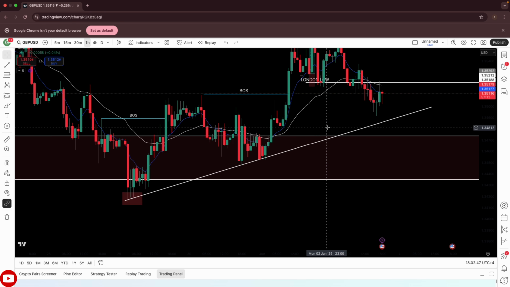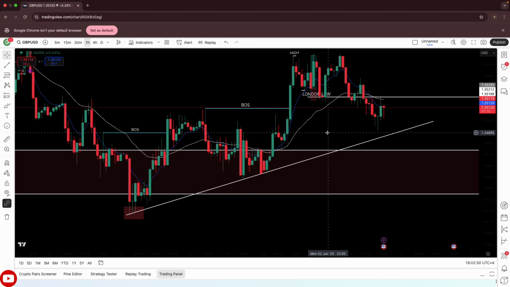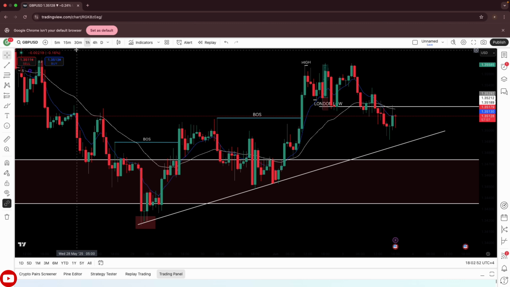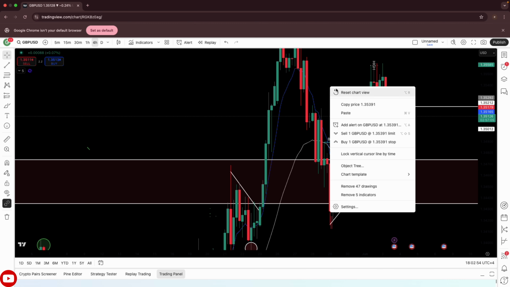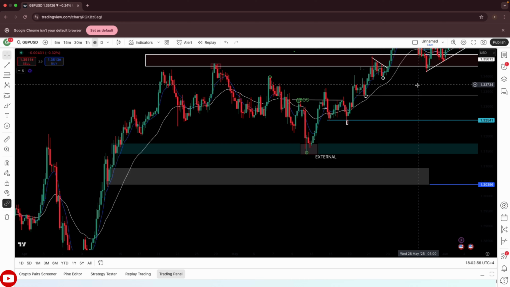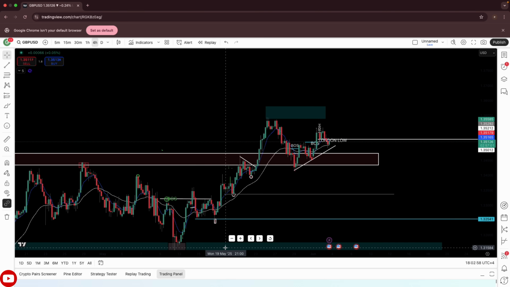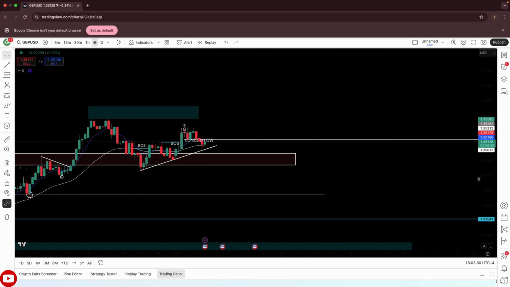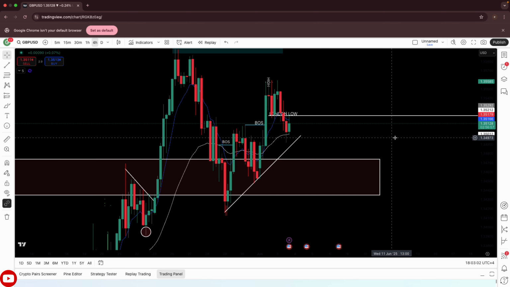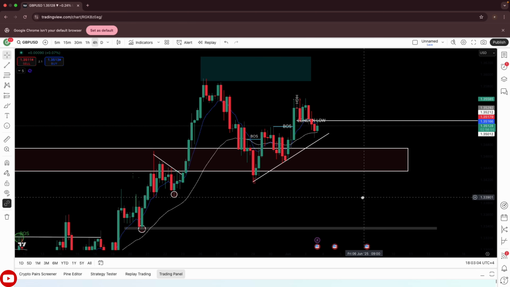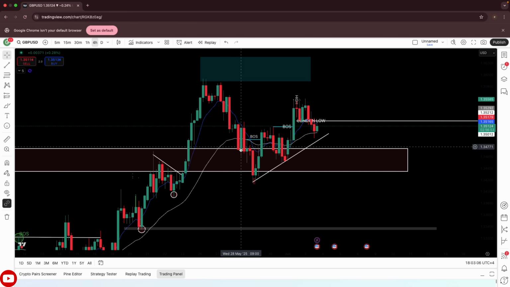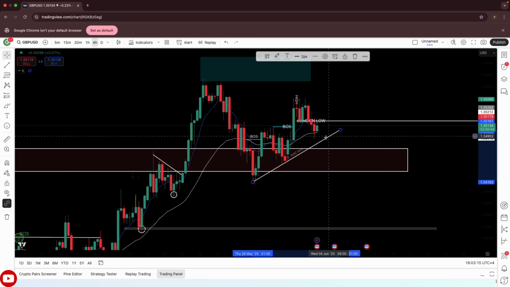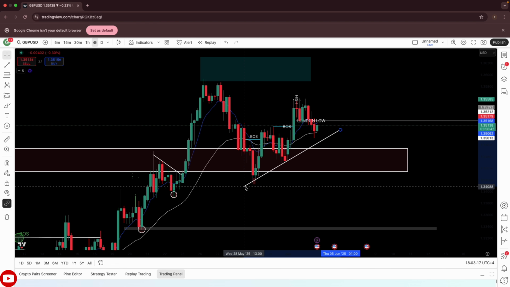And if you ask me, in my opinion, based on technical analysis, I think the market is making a double top. As you guys can see, this is one, this is one, and this trend line is there.